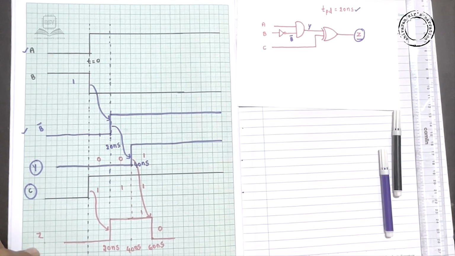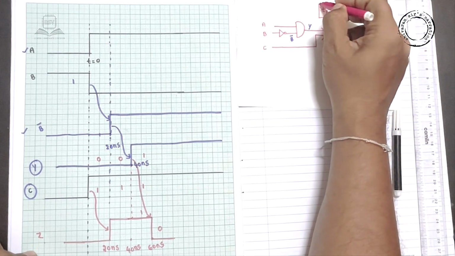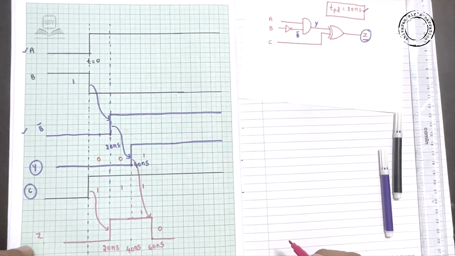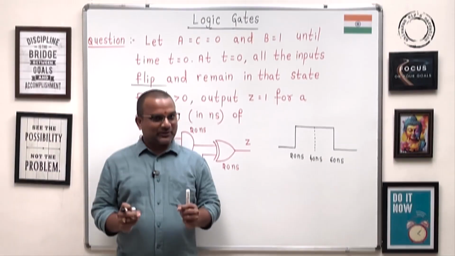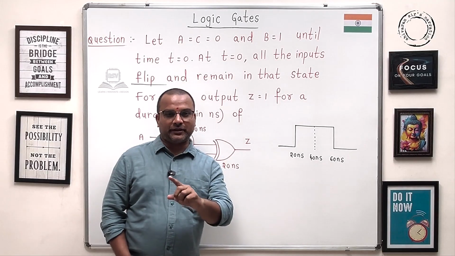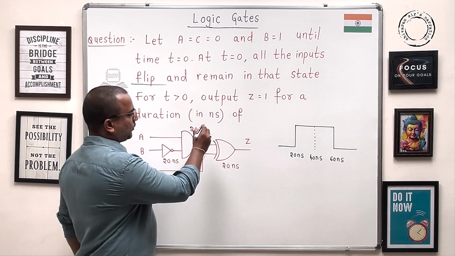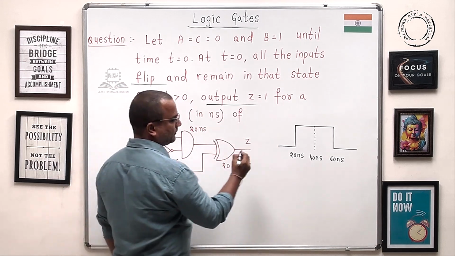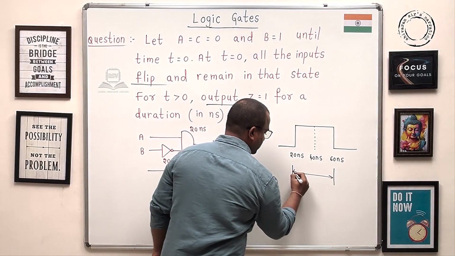This is purely because of non-zero propagation delay. Hope you understand. The propagation delay plays a very important role in digital designs. So guys, the output waveform for a non-zero propagation delay is this. Hence, the output Z is equal to 1 for a duration of this one, that's none other than 40 nanoseconds.